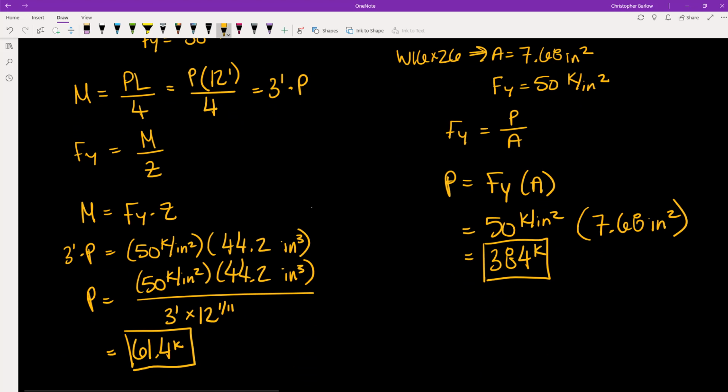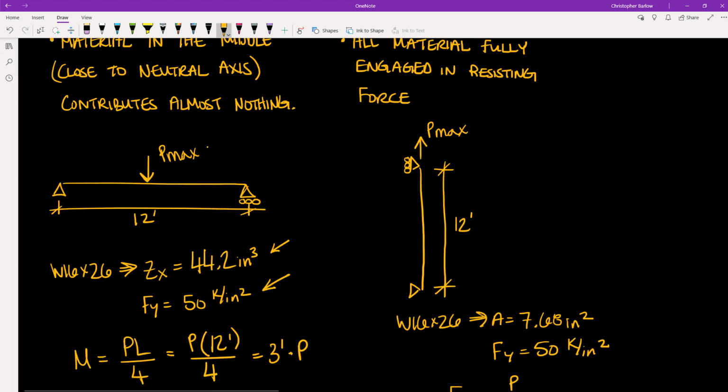And so that's clearly a huge difference. In this case, we only need to apply a force greater than 61.4 to create yielding in the member. In this case, we need 384 kips to create yielding. So axial loaded members are going to be much more efficient than members designed for bending forces.